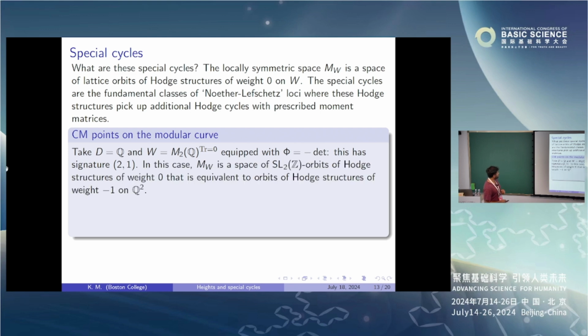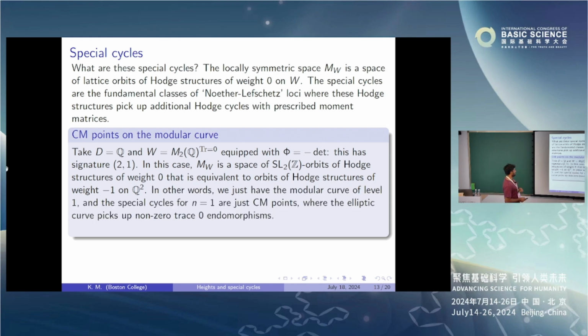Okay? So in this case, MW, so what is it? It's just the modular curve. Okay, so it's a space of Hodge structures of weight -1, Q2, or Z2, up to SL2Z action. Okay, and so we just have the modular curve. And what is this guy doing here, right? So this is the space of essentially trace 0 endomorphisms of the homology of the elliptic curve. And the loci where it picks up Hodge cycles are the loci where the elliptic curve has non-zero trace 0 endomorphisms. That's exactly having CM. That's what it means. Okay?